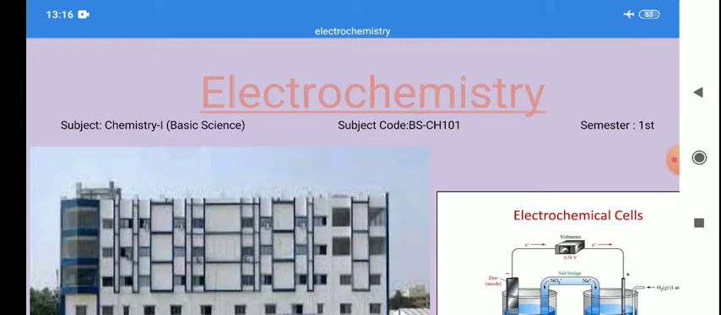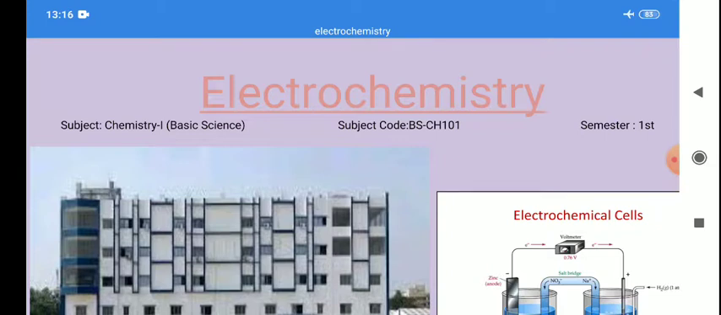In the previous day, we discussed thermodynamics, specifically the Gibbs free energy and the spontaneity of the chemical reaction. Now, today we'll discuss another new topic which is also included in thermodynamics. This is the part of thermodynamics, which is electrochemistry.